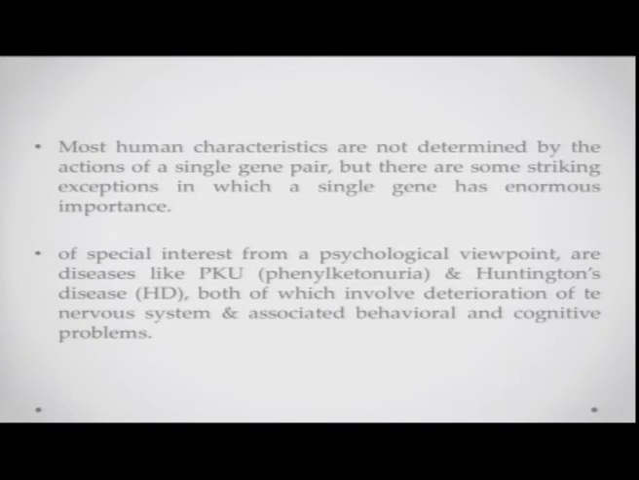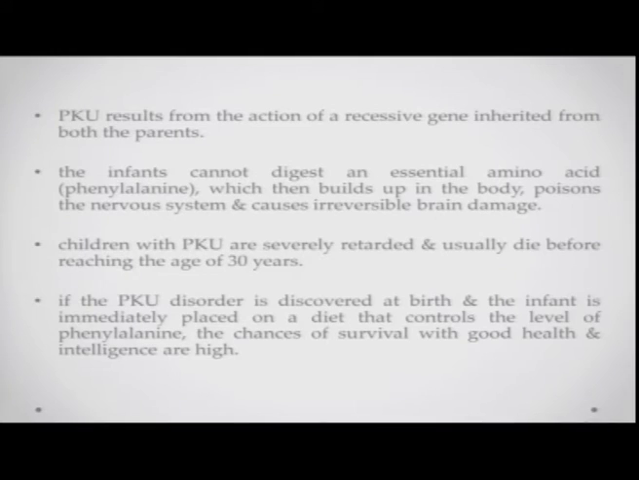precautionary actions. Now, most human characteristics are not determined by the action of a single gene pair, but there are some striking exceptions. As I was saying, single genes can affect something. So, two of special interest from the psychological viewpoint are diseases like phenylketonuria and Huntington's disease, both of which involve deterioration of the nervous system and are also linked with associated behavioral and cognitive problems. Let's talk about these diseases a little bit.